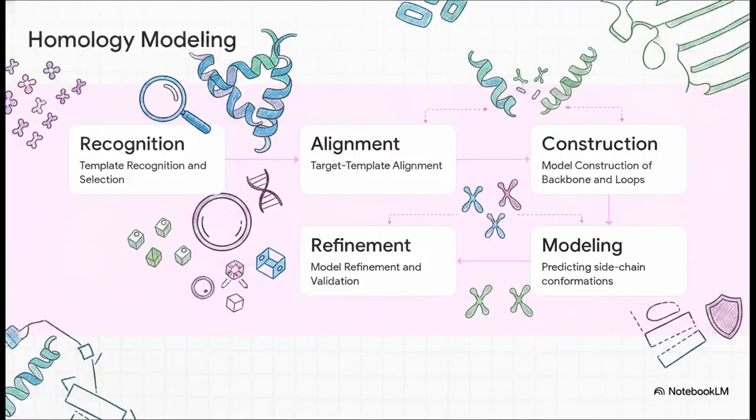For those of you utilizing homology modeling, there are 5 vital steps to your game plan. First, you recognize a template in the protein databank using a tool like BLAST. Second, you carefully align your target sequence to that template. Third, you construct the backbone model. Fourth, you predict the specific sidechain angles. And finally, step 5, you refine and validate the model's energy and stereochemistry, basically ensuring the 3D spatial arrangement of the atoms is physically possible and chemically sound.